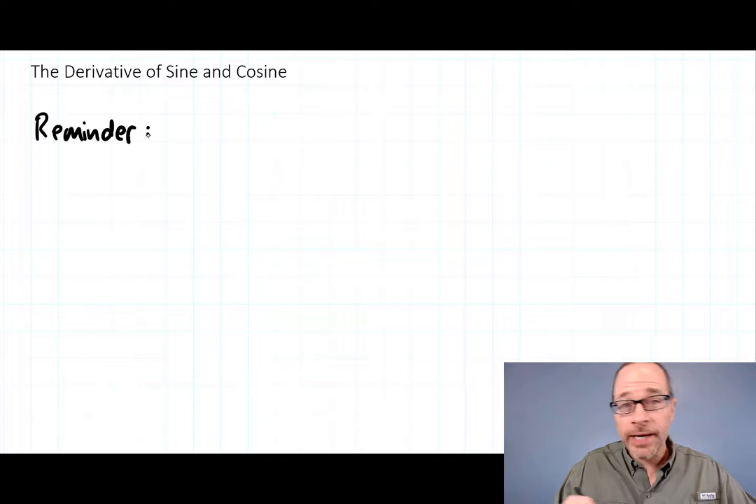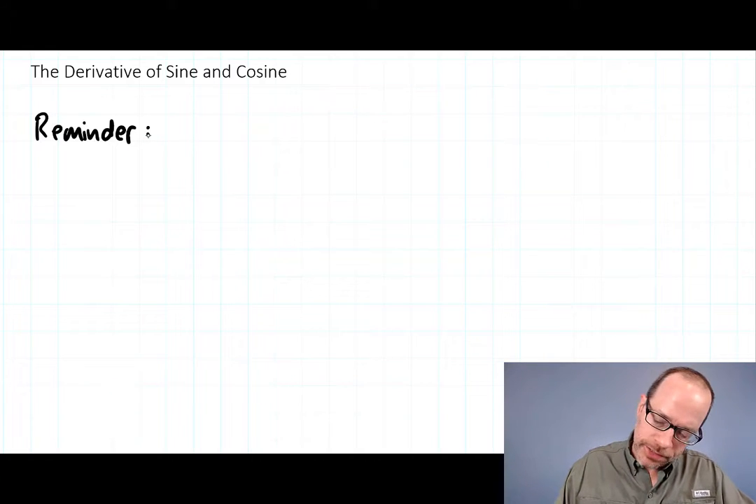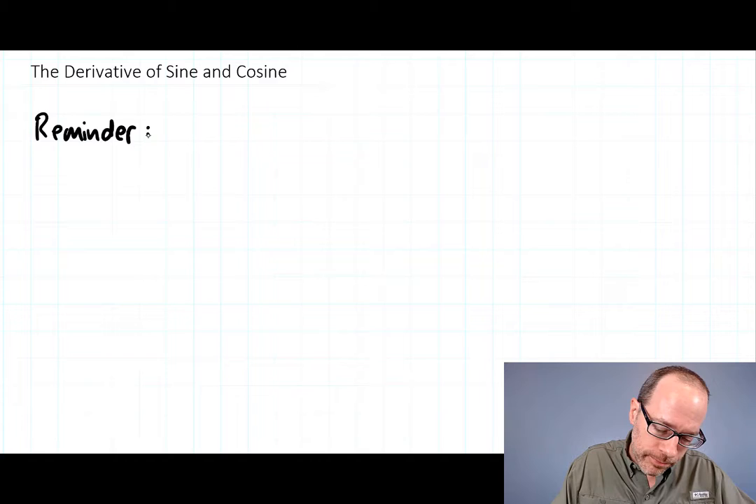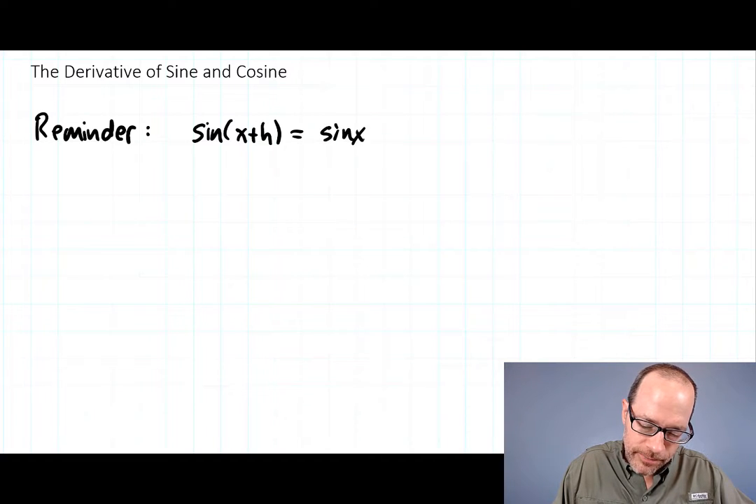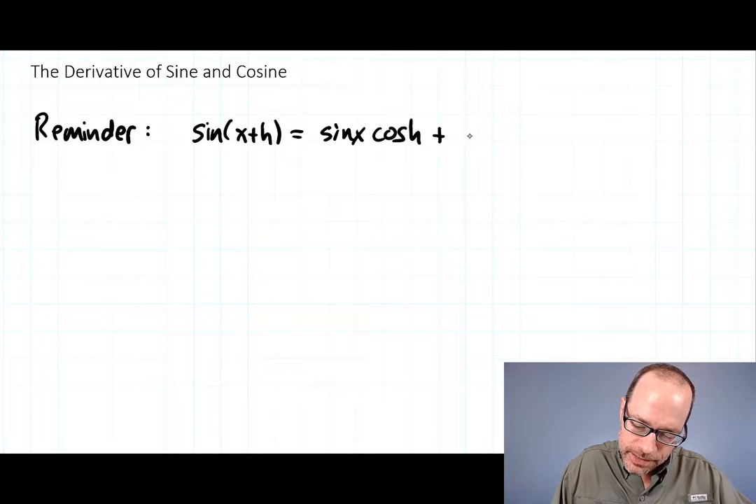The first is a reminder of a result in the angle addition formula that you had presumably in high school. It says the sine of x plus h is the sine of x, the cosine of h, plus the cosine of x, the sine of h.